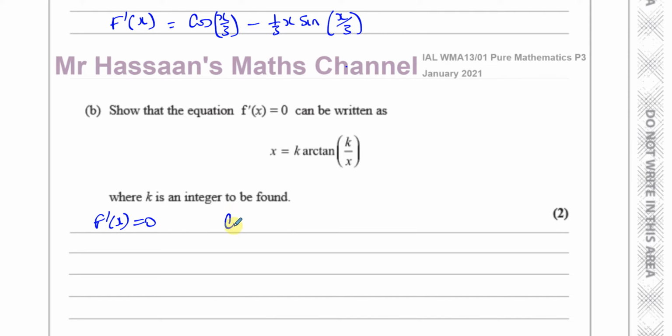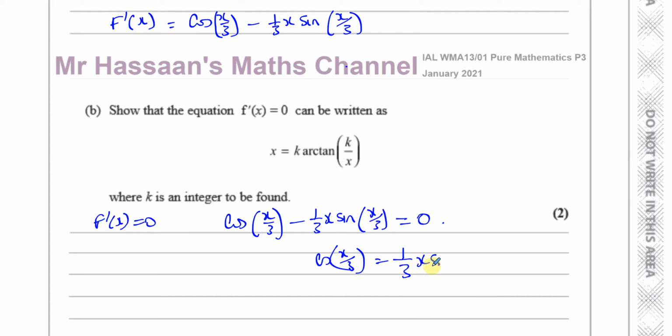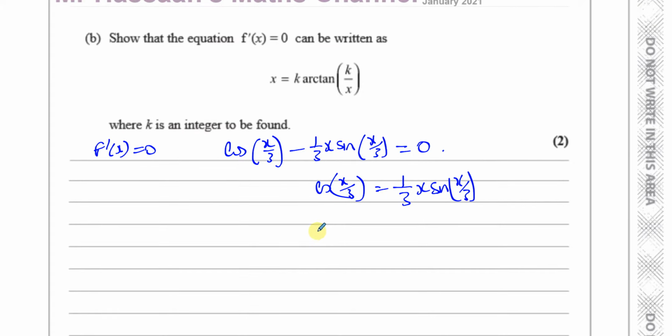So I'll take what we've got already, which is cosine of x over 3 minus 1/3 x sine of x over 3 equals 0. Let's separate these, so cosine of x over 3 equals 1/3 x sine of x over 3. Now I want to get rid of the fraction, so multiply both sides by 3. So I have 3 times the cosine of x over 3 equals x times sine x over 3.